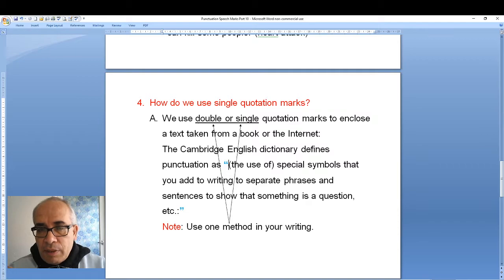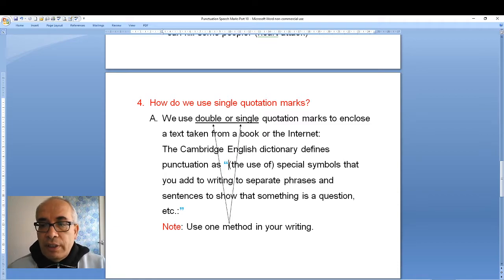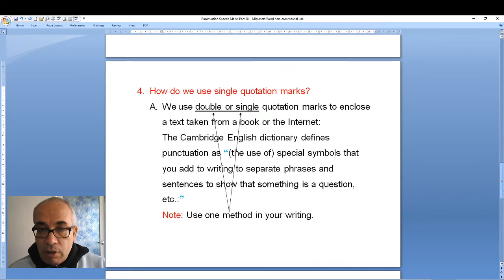So if you take something from a book, if you take something from the internet, if you take something from an article, from a newspaper, from a magazine, what do you do? Put speech marks, or if you want, quotation marks before it and quotation marks after it. Why? Because you are showing this is not your writing, but you took it from a book or an article or a newspaper or the internet.